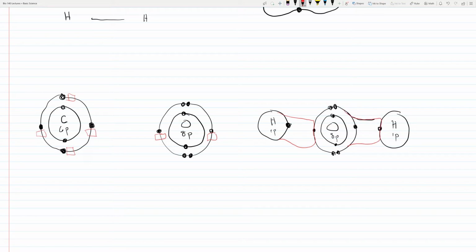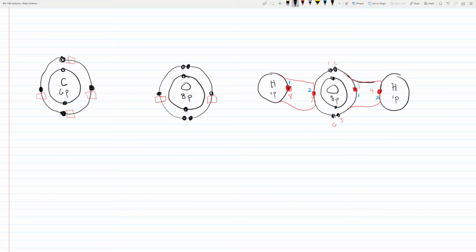So we get sharing of these electrons. This electron and this electron will be shared, and this electron and this electron will be shared. Because we share electrons, if we count the valence electrons of oxygen, 1, 2, 3, 4, 5, 6, 7, 8, they're now shared. If we count the valence electrons on hydrogen, 1, 2, 1, 2, hydrogen's valence is filled, and that's how we get covalent bonds.